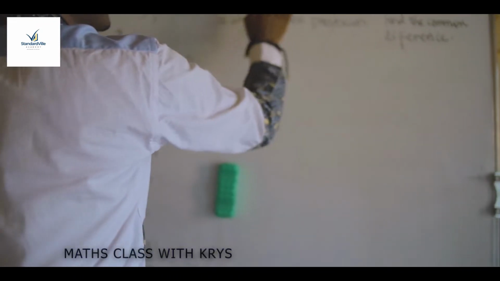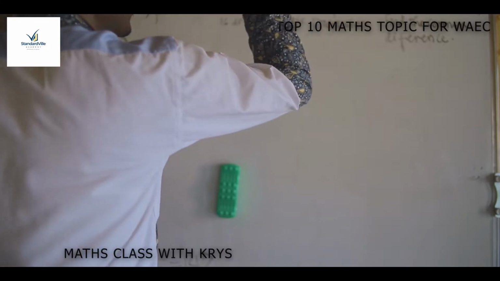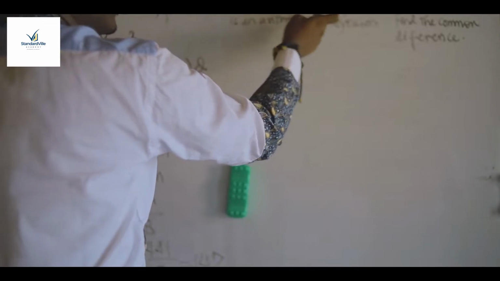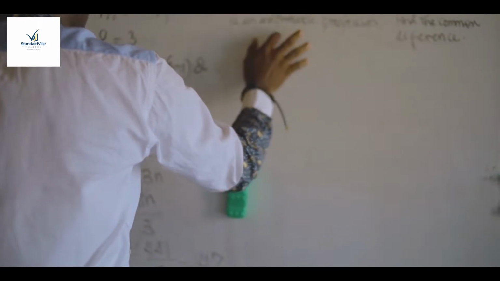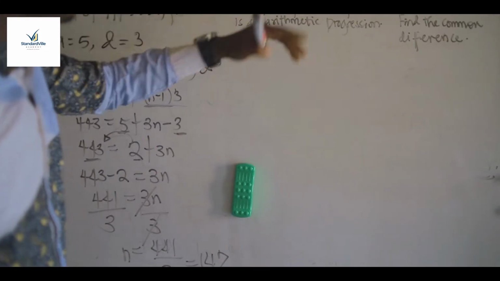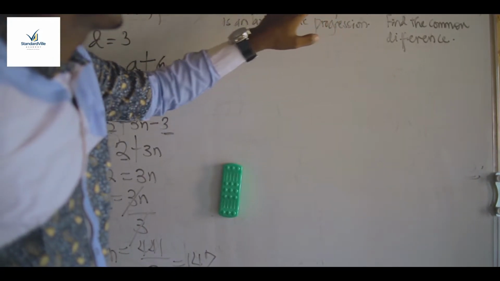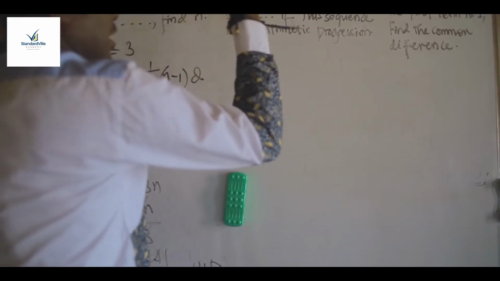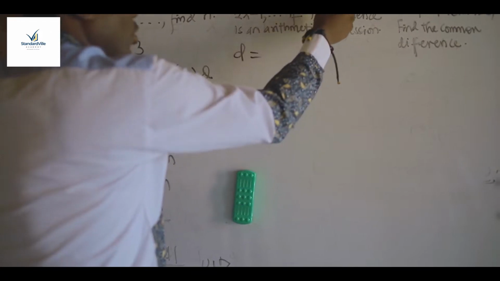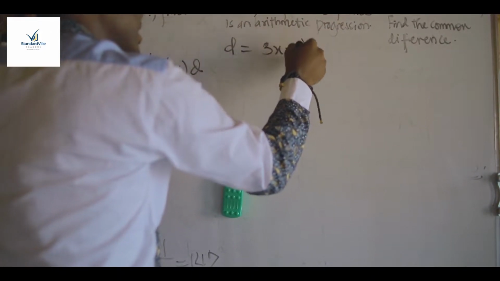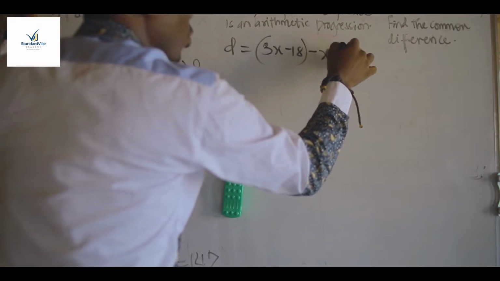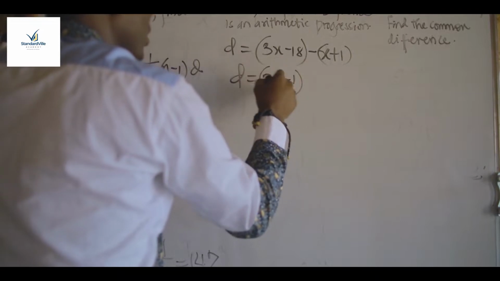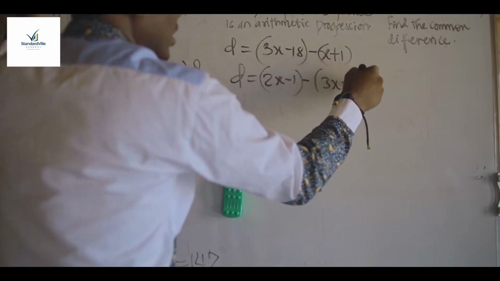Find the first term of the sequence x + 1, 3x - 18, 2x - 1, if the sequence is an arithmetic progression. So they are establishing that it is an arithmetic progression. They are not numbers, this is algebra. These are letters and numbers, but they said if it is an arithmetic progression, then d is equal to what? 3x - 18 - (x + 1). d is also equal to 2x - 1 - (3x - 18).